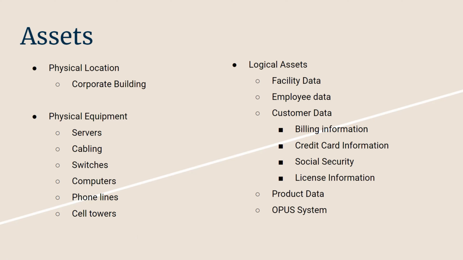We will also have employee data, which is pretty important to know some of our employees' information that we have, the credentials, who has access to what in the building. And then we will also have customer data, which will have billing information, credit card information, a lot of the information that will be associated with their accounts. Then we'll also have product data and something called an Opus system that retailers use in order to process customer data.